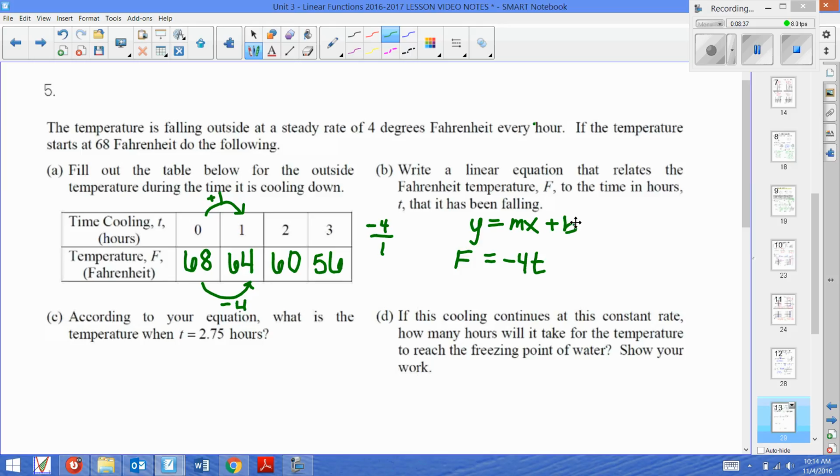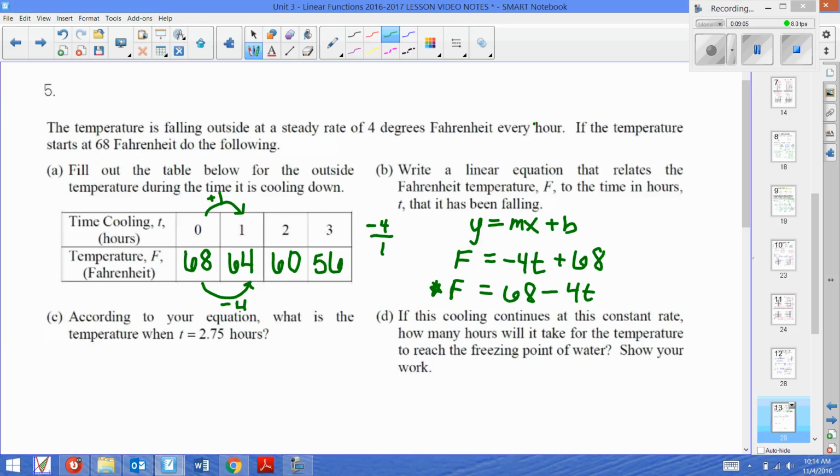But let's think about where we began. Where did we begin? We began at 68 degrees. Some of you might say, hey, it makes more sense to me to write it like 68 is where we start, minus 4 degrees every hour. And to me, potato, potato. I almost like this bottom one better because it shows our starting point and then we're taking it away every single time.